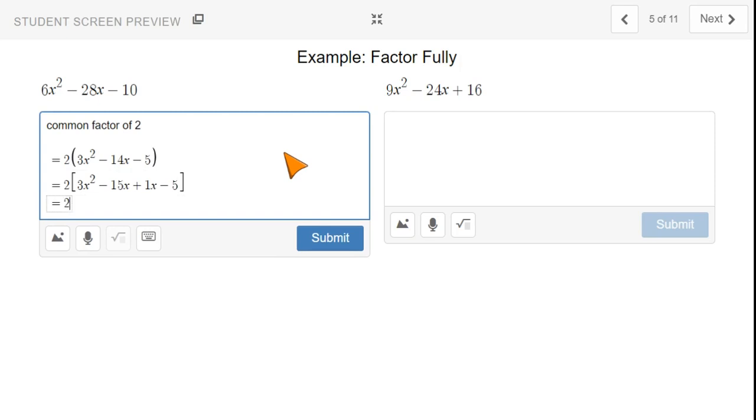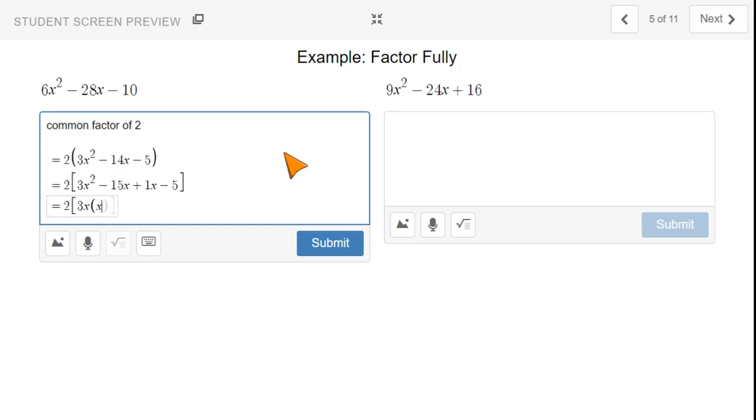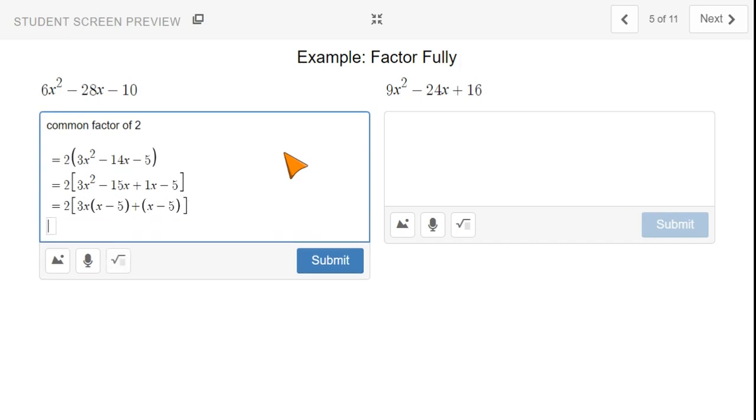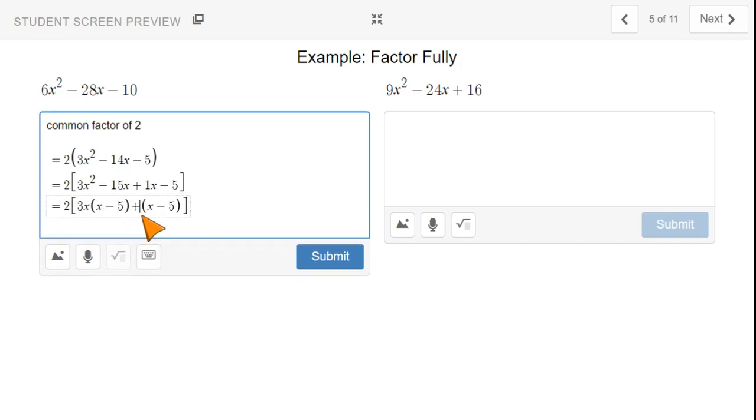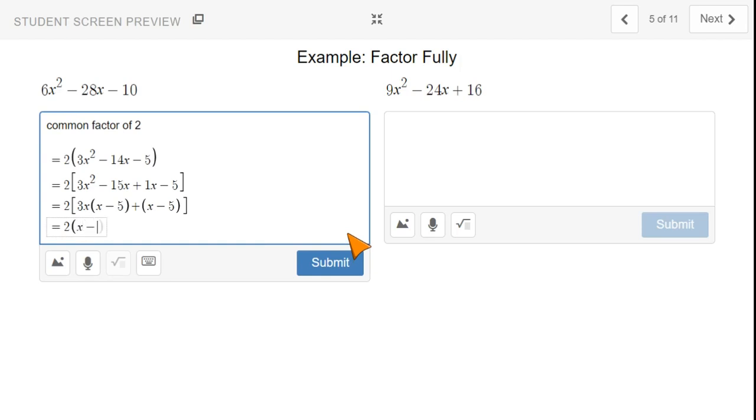Let's continue to factor out our common term. Okay, so here we have the invisible 1. My brackets would have the 2 on the outside, the common x minus 5, and then 3x plus 1.